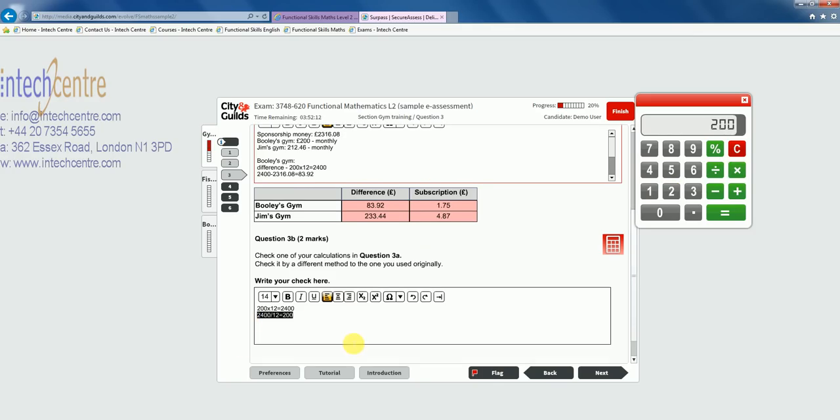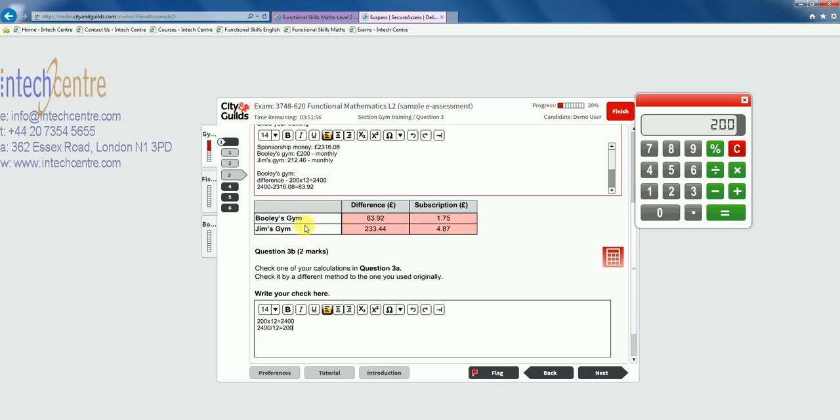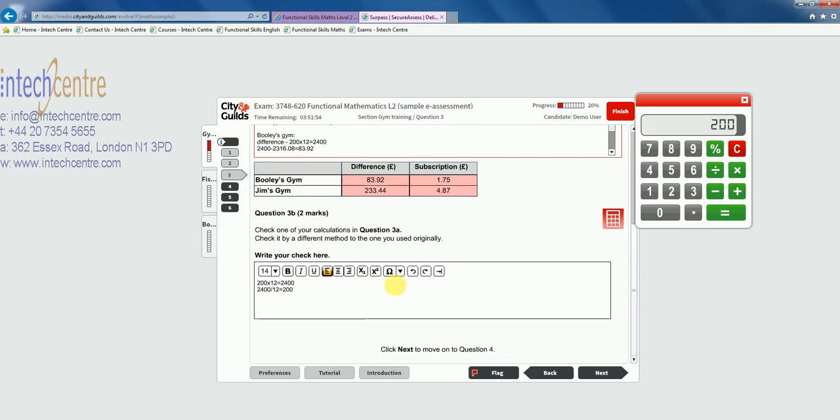It's to show the examiner that you know how to check your calculations and you're constantly checking your values. So here, this is where you get the mark. This is the checking of the calculation. So as long as you've done that, pick an easy one. You could also do approximation. You could do other things to check your calculations. So click next to move on to question 4.